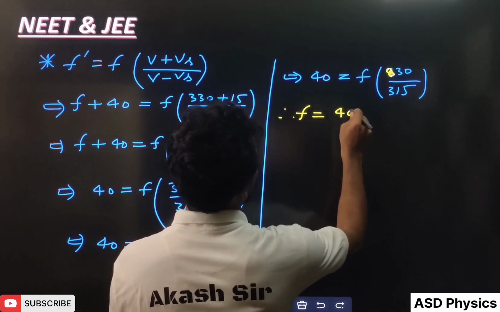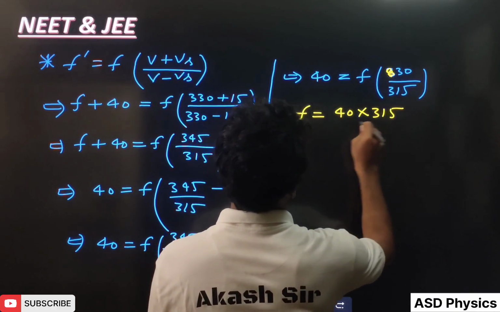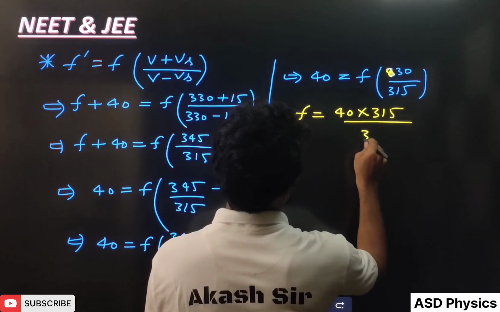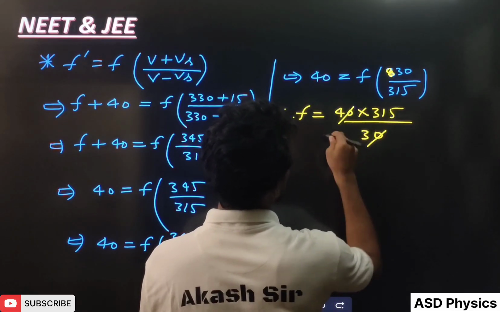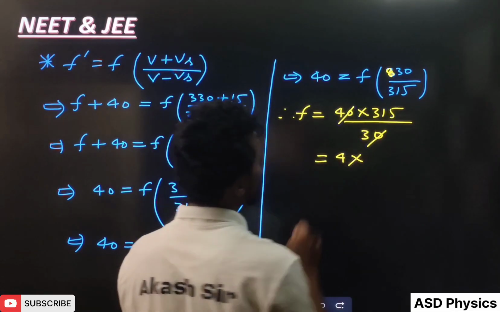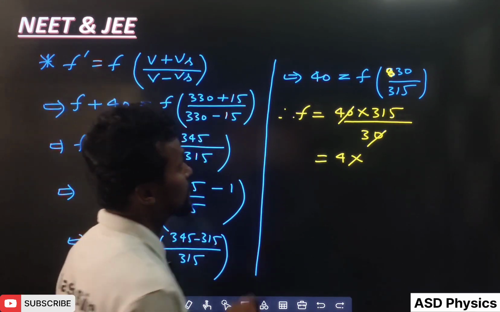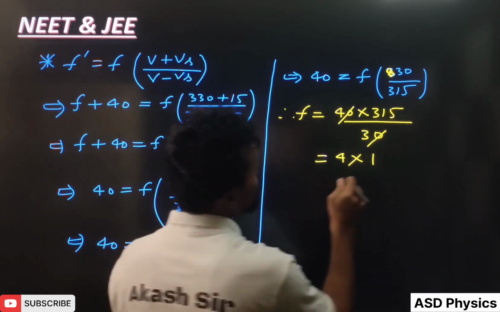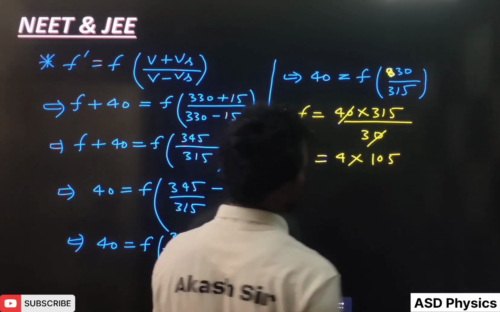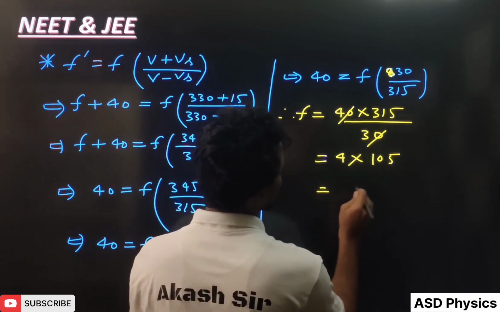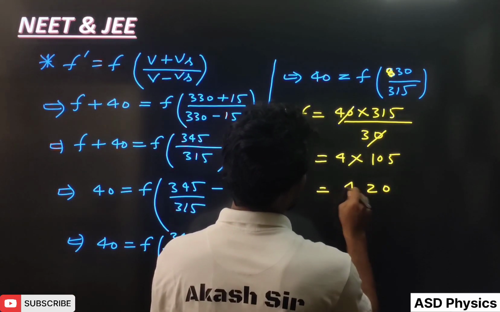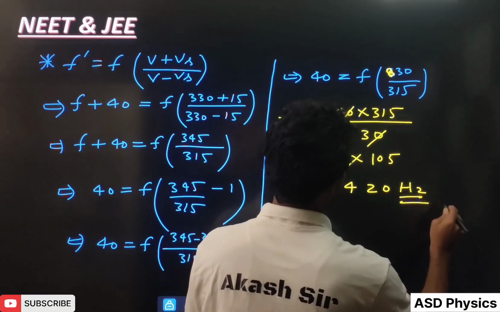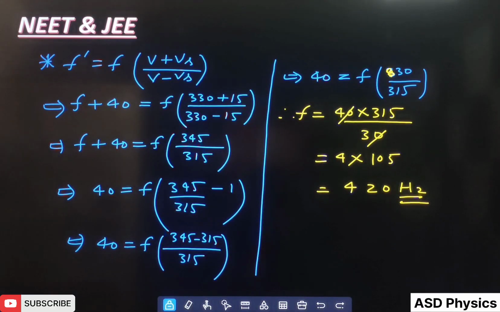F will come here, see, 40 into 315, now cross multiplication by 30. So what will happen? This 0 and this 0 will cancel out. So 4 into 315 by 3, how much? We can write here, students, see, 3 ones are 3, anyhow 0, and 3 fives are 15. Then again multiply. So 4 fives are 20 and 4 ones are 4. How much is coming? 420 hertz. Kindly see very well, students, here just calculations are there. So this thing we have done.